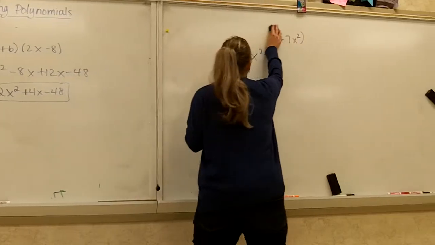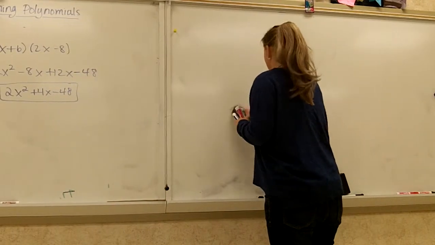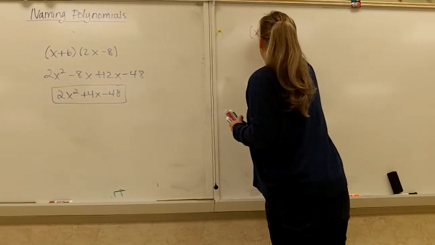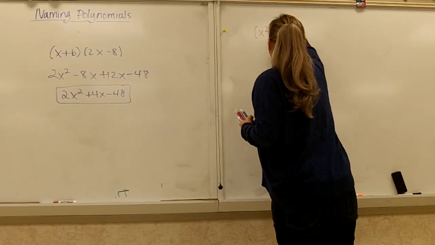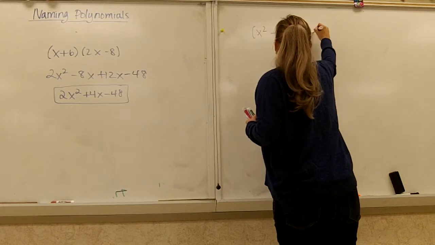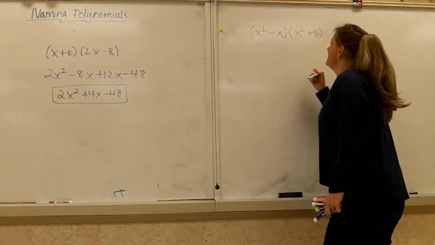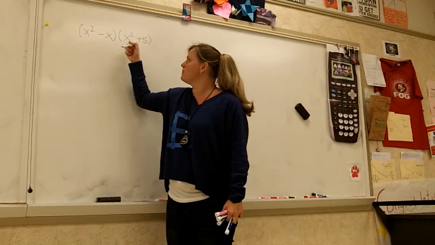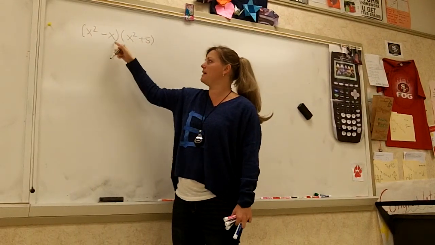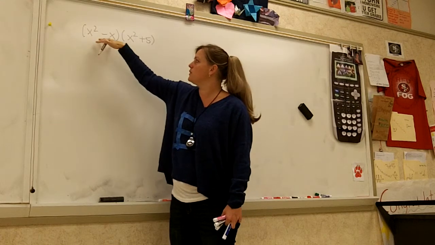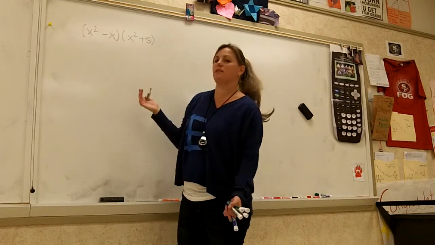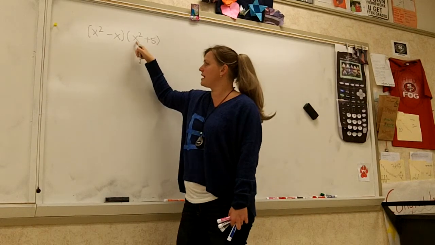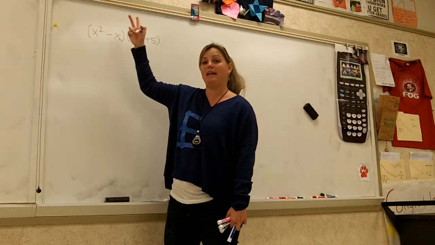So you'll have some problems like that in your homework, but then they kind of step it up a little bit more. So maybe something like this: x squared minus x times x squared plus 5. Now still we have two binomials here that you're multiplying together, so anytime you have two terms in each of these guys, you can still use the FOIL method.